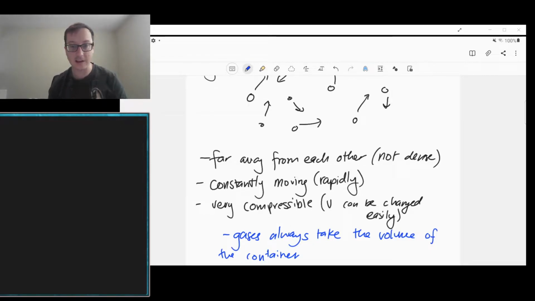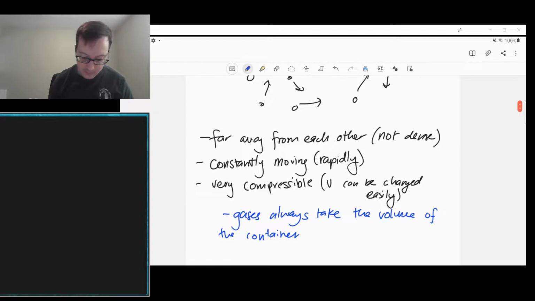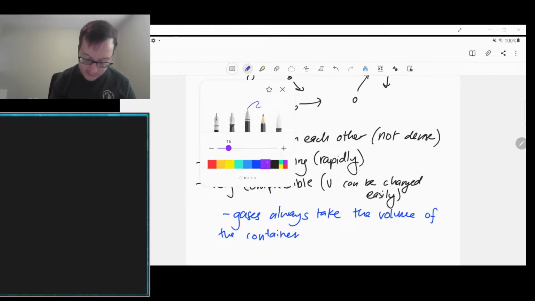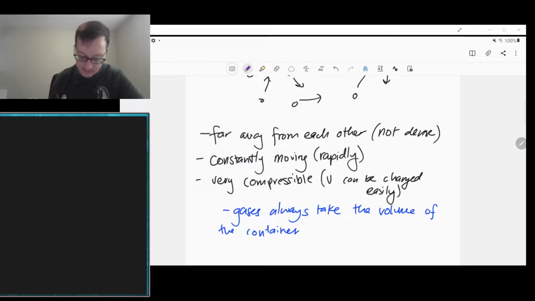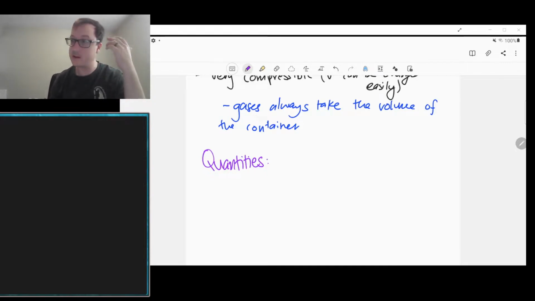So, or a gas tank. Those are the volumes we're really looking at here. These are compressible because the particles are so far apart. And so if we want to think about quantities we can talk about with gases that are going to help us determine its behavior.